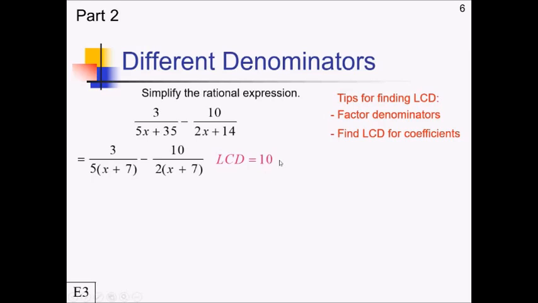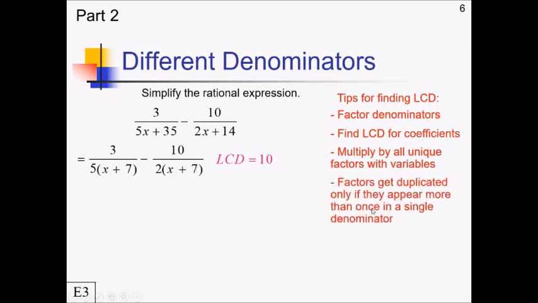Now we also have to take into account the variable factors. So we're going to multiply that number that we just got by all the unique factors that have variables in them. So we have an x plus 7. That's going to need to get included in our LCD. And you might be thinking, well, we have another x plus 7 over here. So how many x plus 7s do I include, 1 or 2? You're only going to duplicate factors if they appear more than once in a single denominator. But since there's at most one of these x plus 7s in each of these denominators, we only include one x plus 7 here.